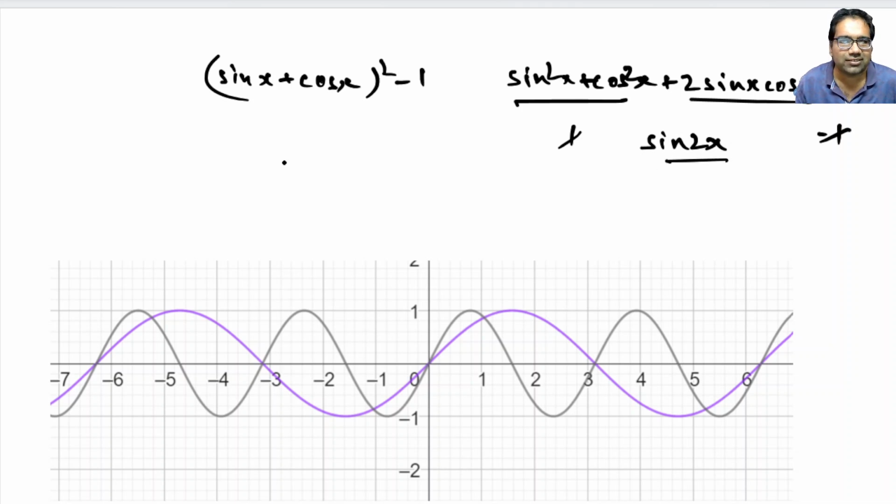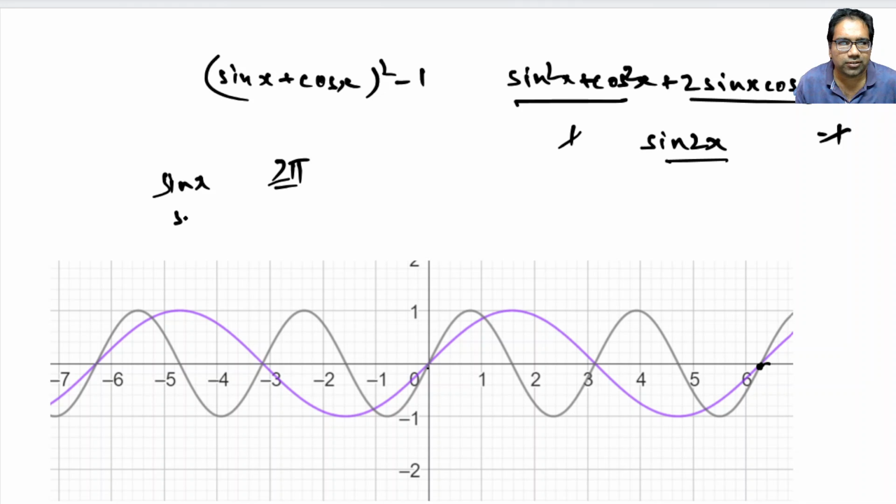Sin x, what is the period? Period is 2 pi. Sin x period is 2 pi. The violet graph, sin x, it will take 2 pi. 2 pi is roughly 6.2, since pi is 3.1. So this violet graph is one period for sin x.